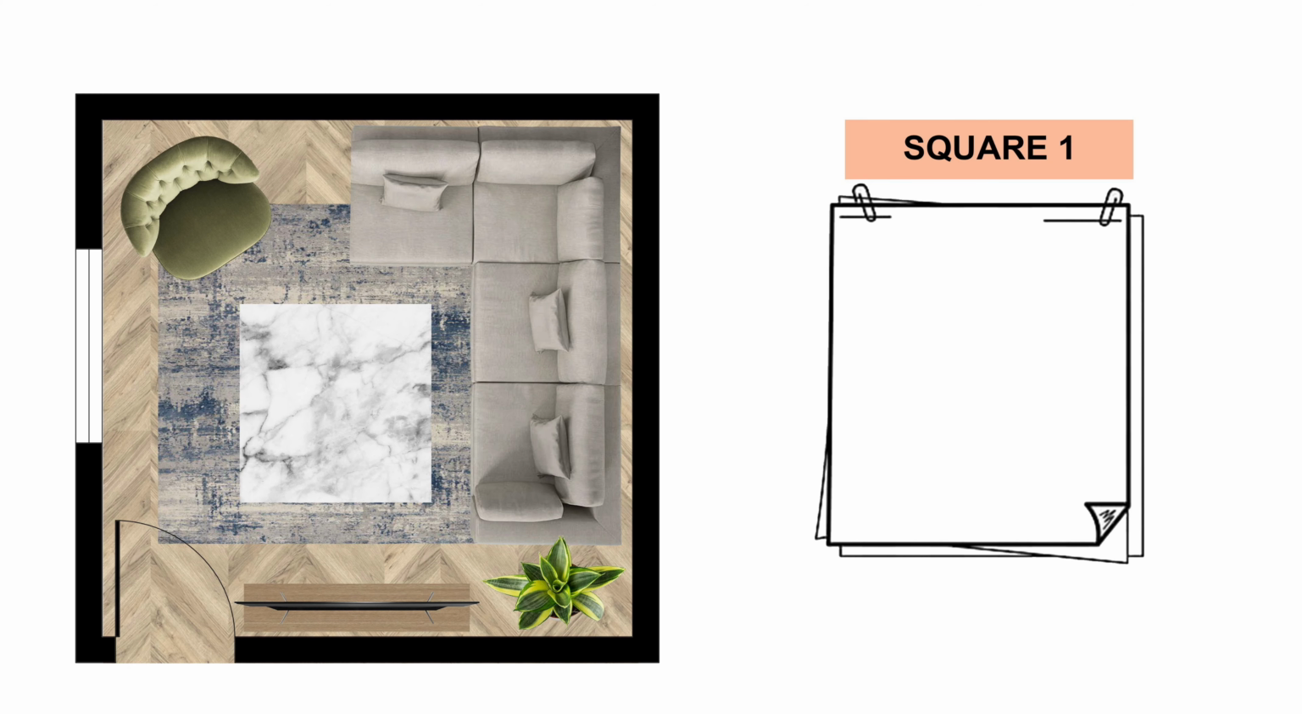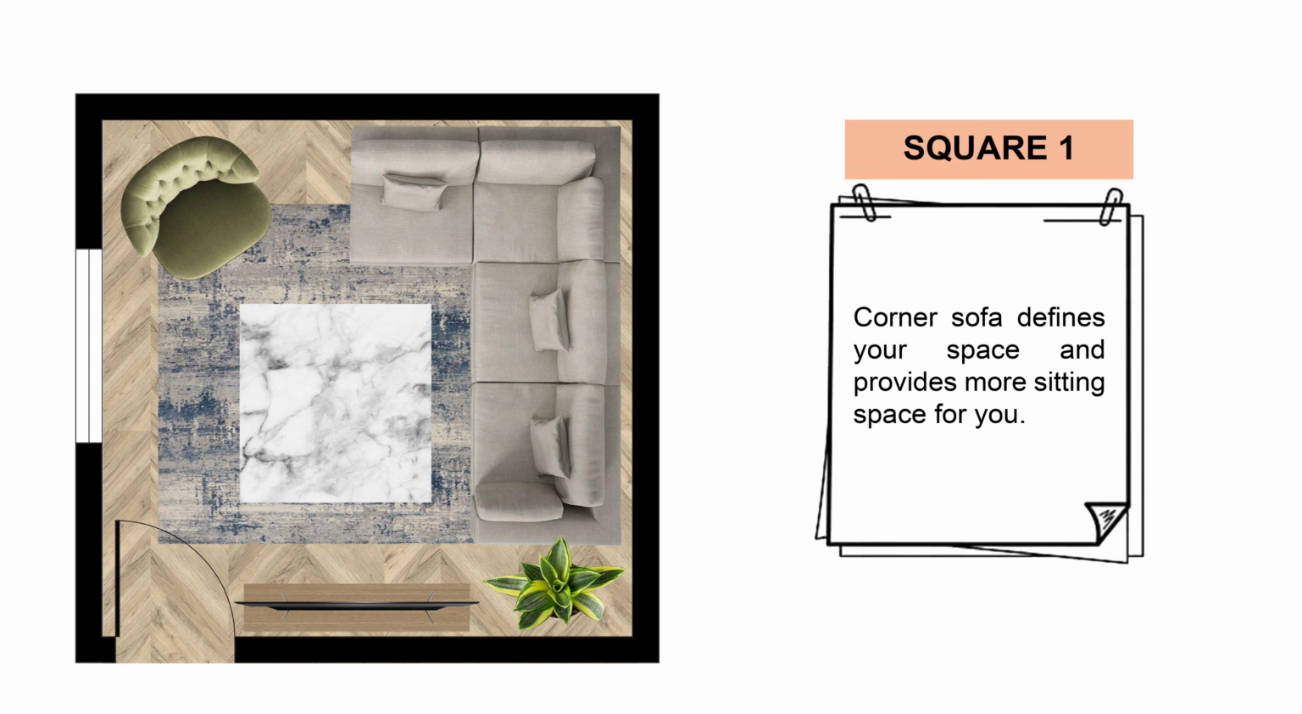This is the first layout option if you have a square-shaped small living room. So, as you can see, we have created a lounge area at the back with a corner sofa and armchair. I always say that if your living room is small, you should go for a corner sofa because it helps you to define the space and also you can provide more sitting space if you have a big family.